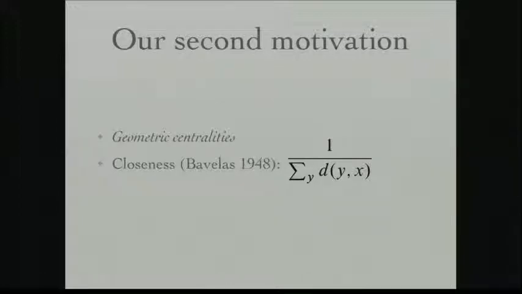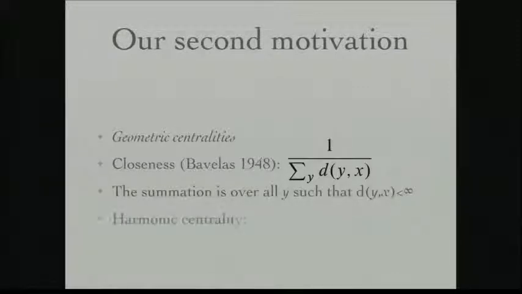I mean, anti-monotone. Okay? This has obviously a number of problems if there are disconnected pairs, so if there are nodes such that d(y,x) is infinity. What people do is to omit those nodes, but the result is that the small components are really advantaged. So what we're really interested in is harmonic centrality, which is a very small change, but actually is a game changer, in the sense that now you can put infinity here. You get zeros in the sum.